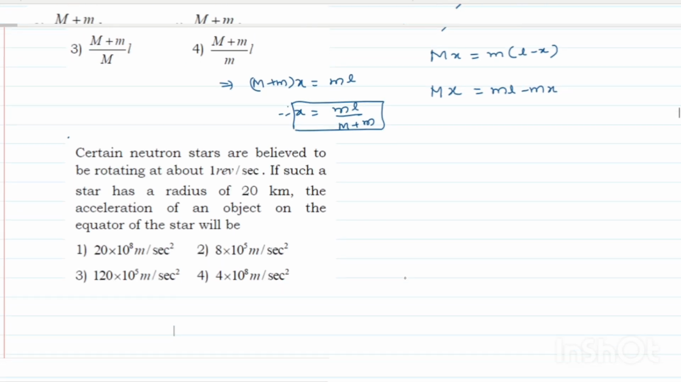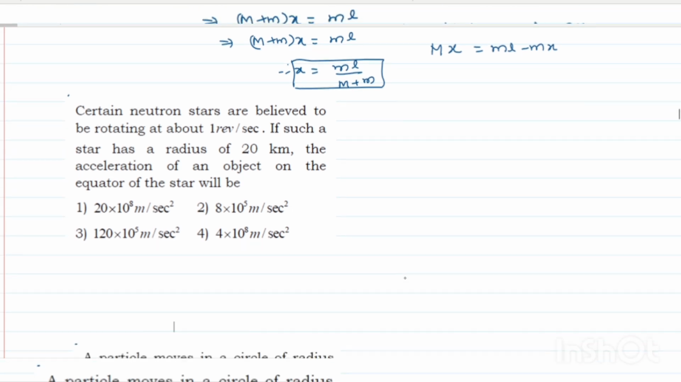Let us see the next question. Certain neutron stars are believed to be rotating at about 1 revolution per second.